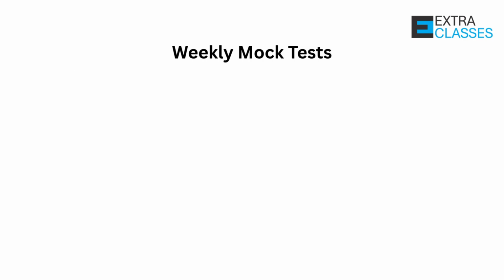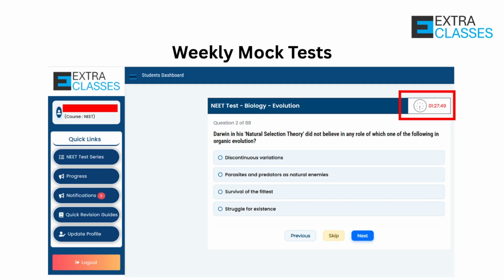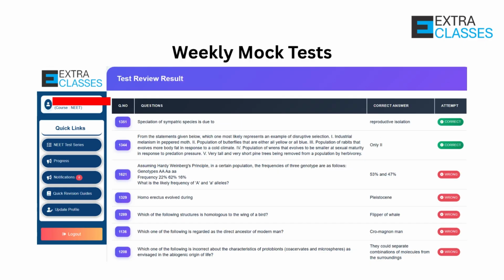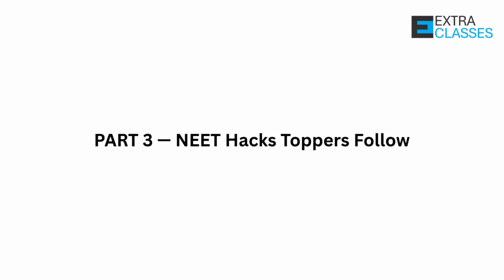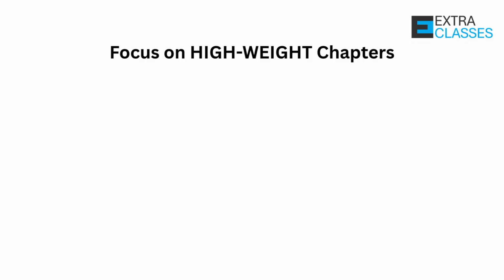Give mock test weekly. Every Sunday, try attempting a 90 minutes biology or chapter-wise test. Analyze wrong answers. Find pattern in mistakes. Let us explore the NEET hacks that toppers follow. Number 1. Focus on high-weight chapters.